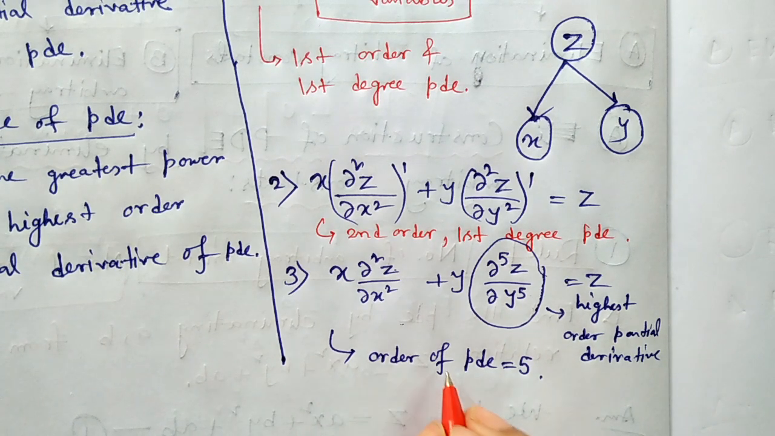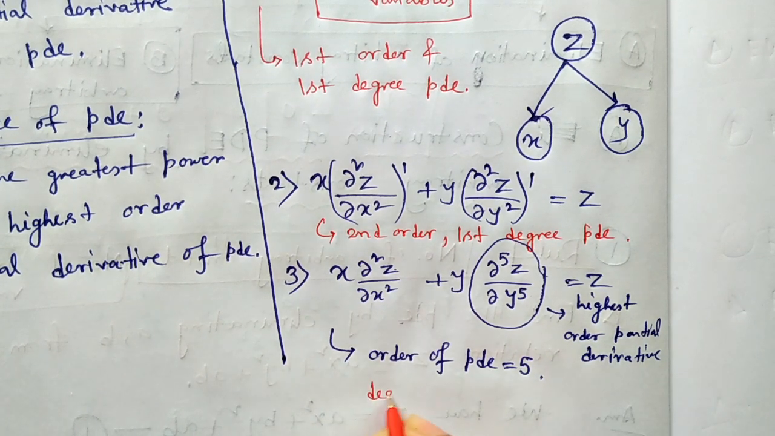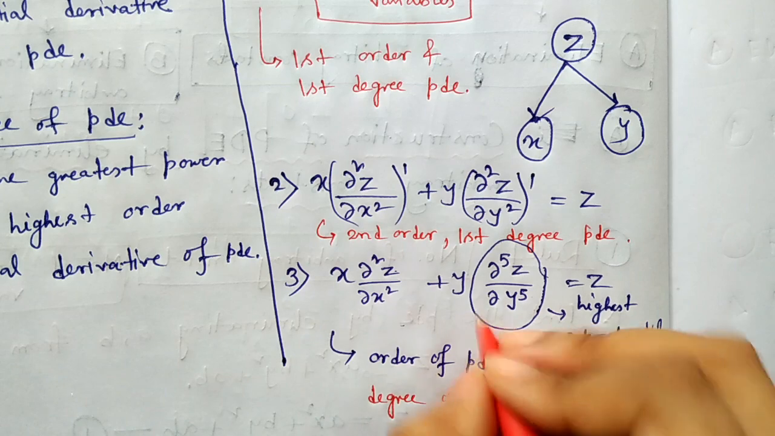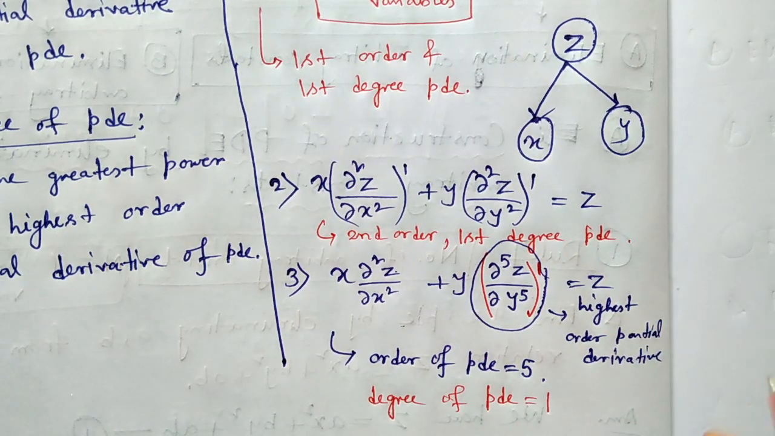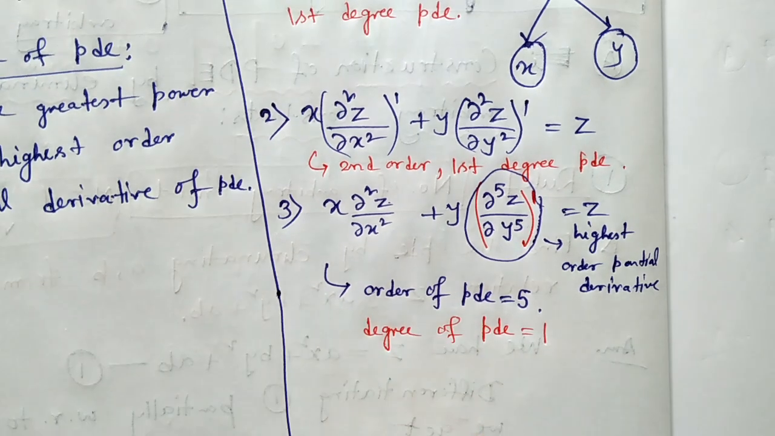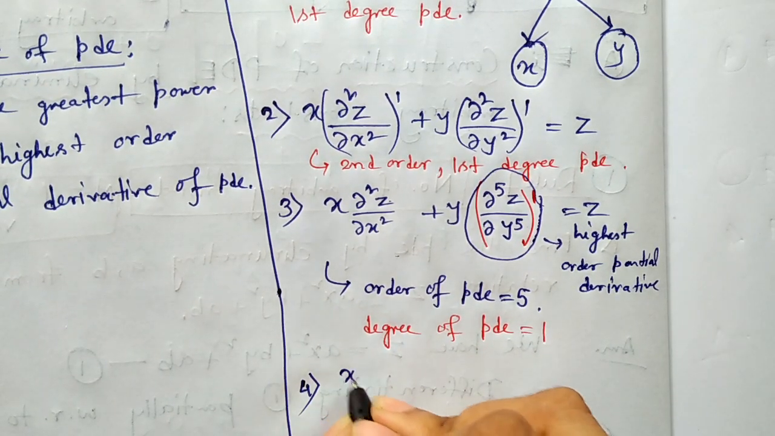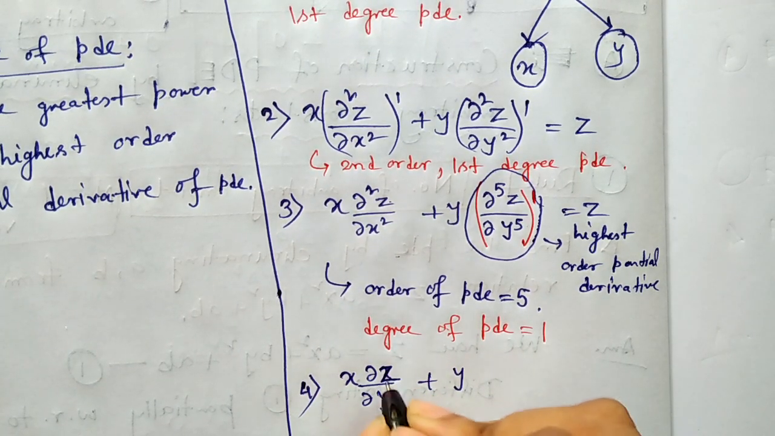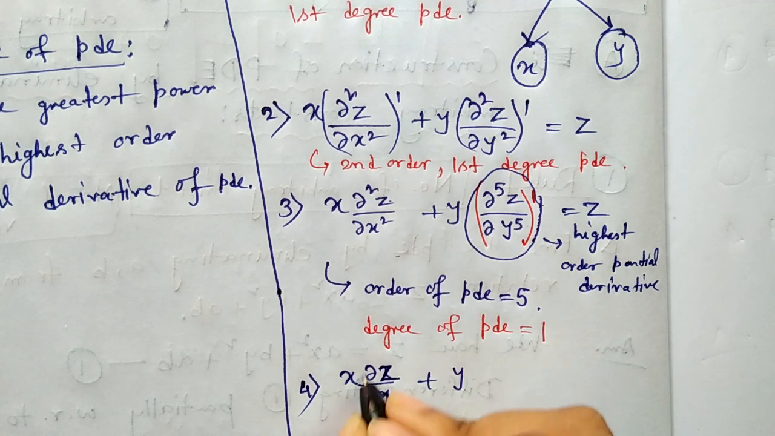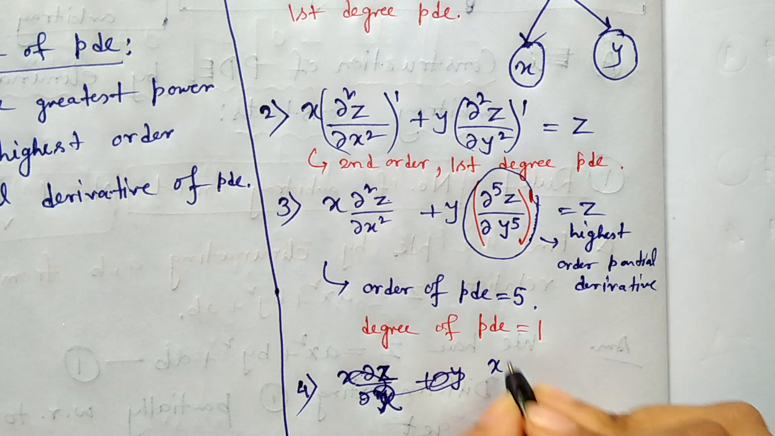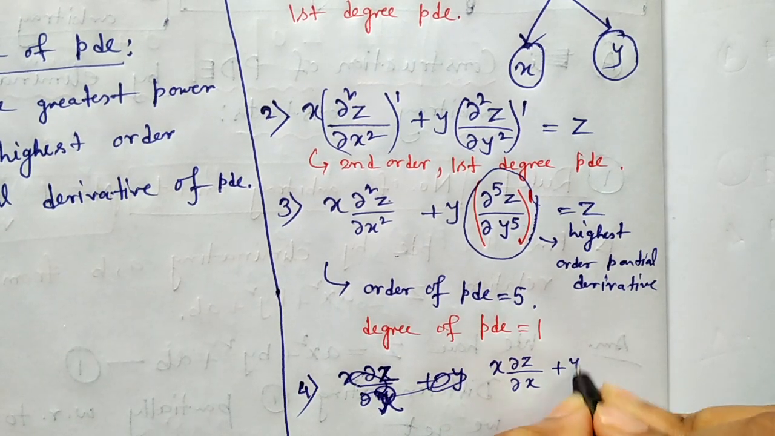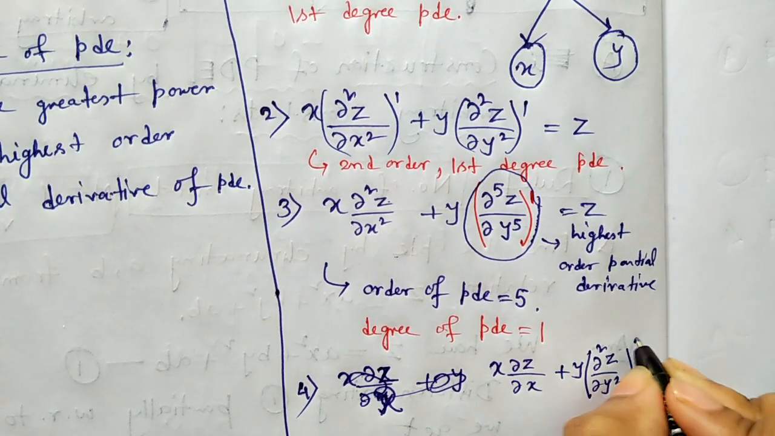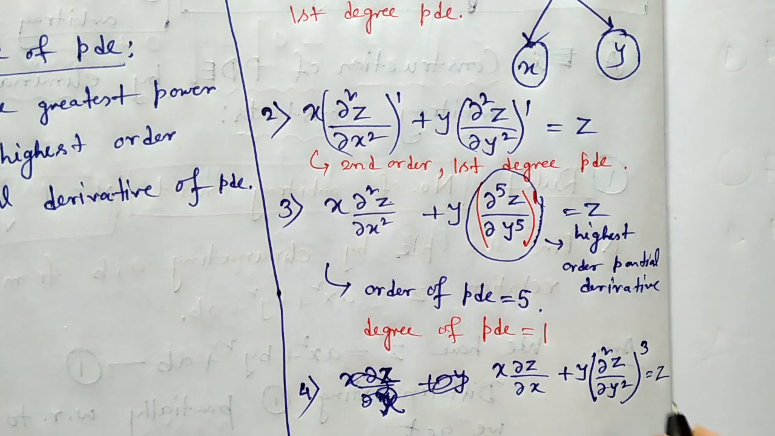So also here order of PDE is 5 and degree of PDE is 1. See the power is 1. And the fourth example, x del z del x plus y del 2z del y2 whole to the power 3, that is equal to z. This is a PDE.